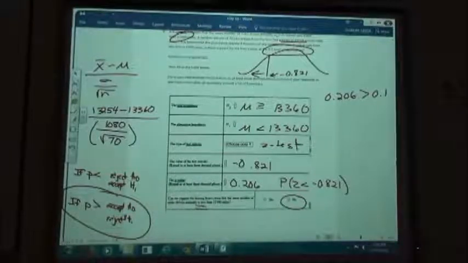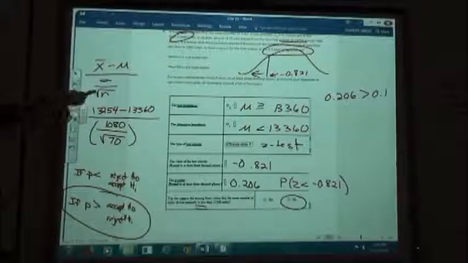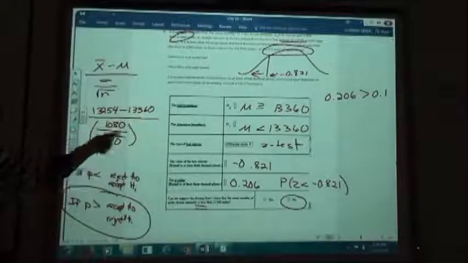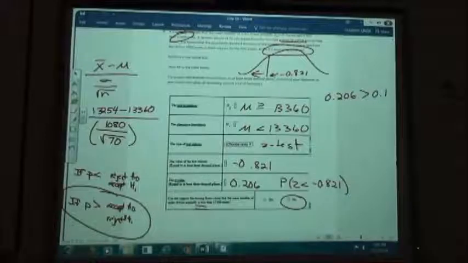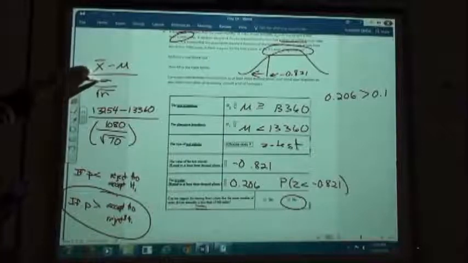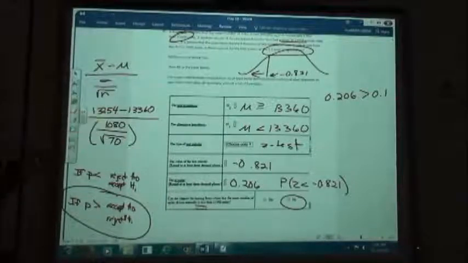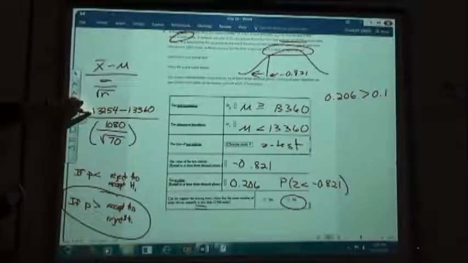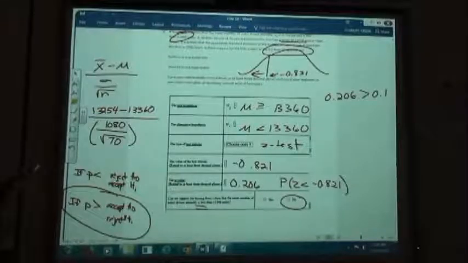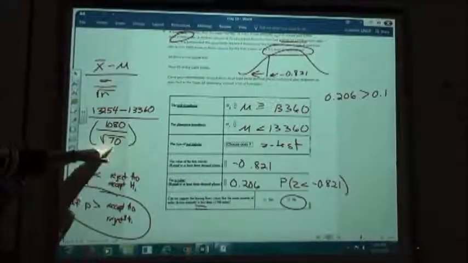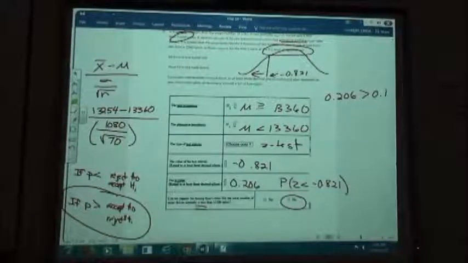Then we have to put our numbers in the correct places. So, the mean one is the 13,360, so the top one is the 13,360. Our standard deviation is this number here, which is the 1,080. Our X bar number is the 13,254. And our N is the 70. You don't do the square root, you just put the 70. That's how many things we tested.